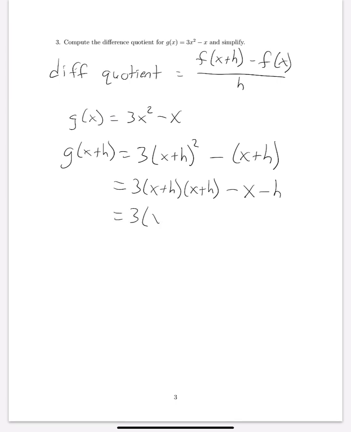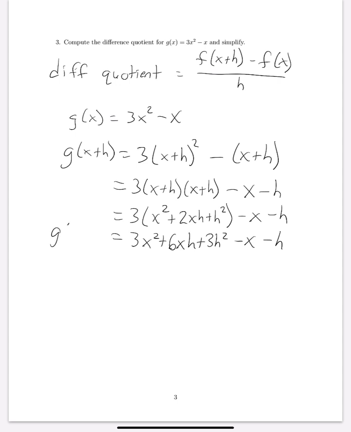After foiling, I get 3 times x squared plus 2xh plus h squared minus x minus h. I'm going to distribute that 3 and get 3x squared plus 6xh plus 3h squared minus x minus h. So this is my entire g of x plus h function. Now I'm going to plug it into that difference quotient function.